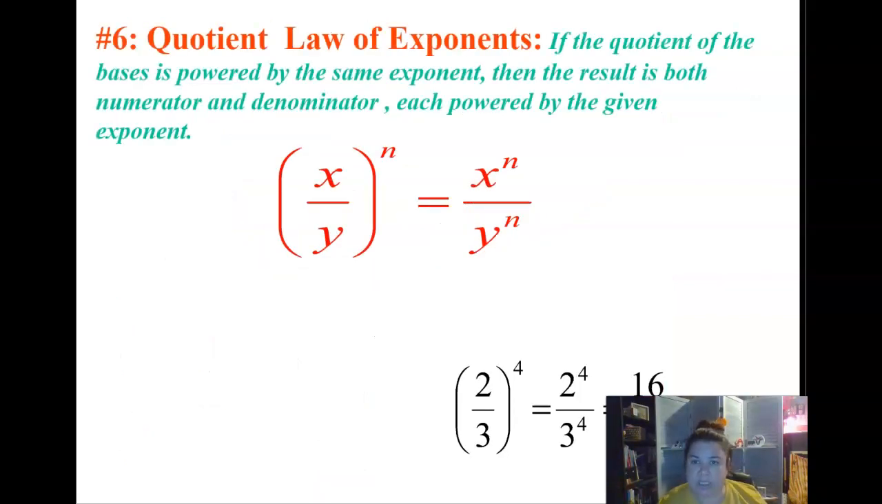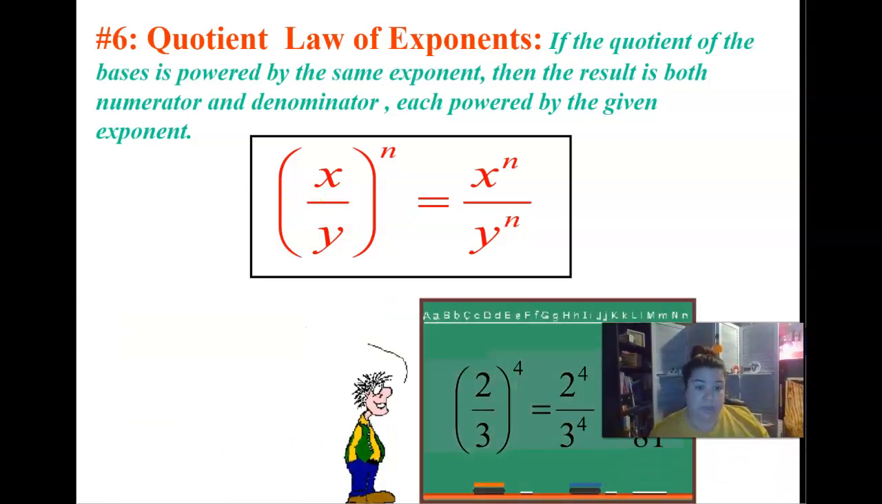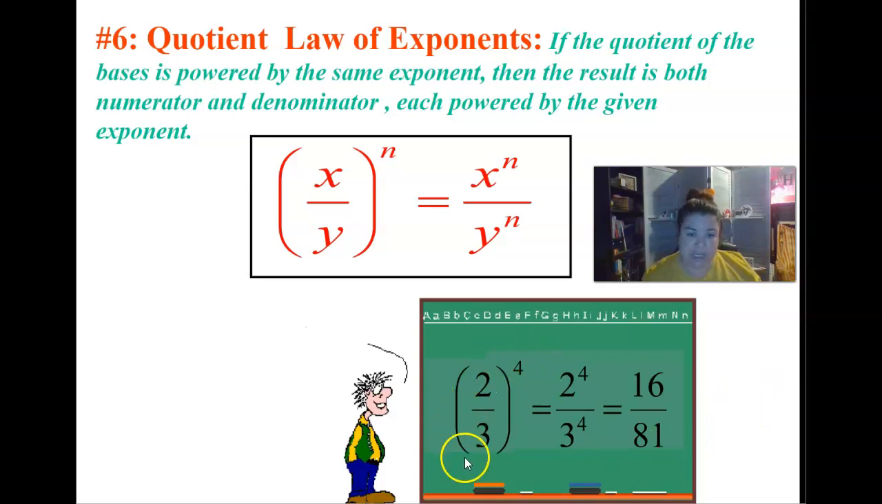Alright. Quotient law of exponents. Remember, a quotient's just an answer to a division problem. So if the quotient of the bases is powered by the same exponent, then the result is both numerator and denominator, each powered by the given exponent. So when you have this, remember the fraction is the same as a division problem. That's all that a fraction means. Then let me move this webcam. So then, like we did for the multiplication problem, you're just going to distribute the exponent out. So the numerator gets an n, and the denominator gets an n, whatever the exponent is.